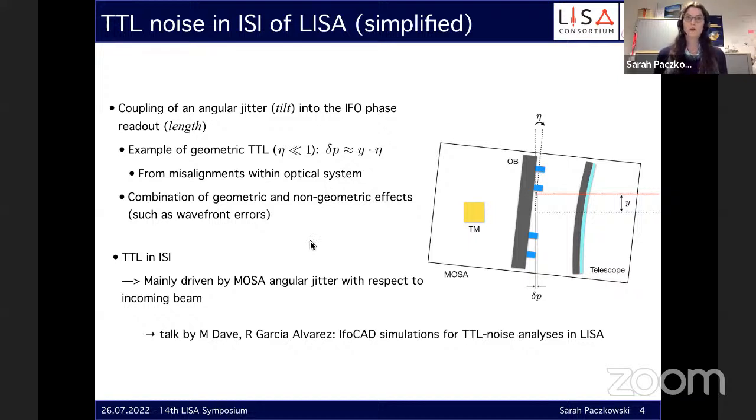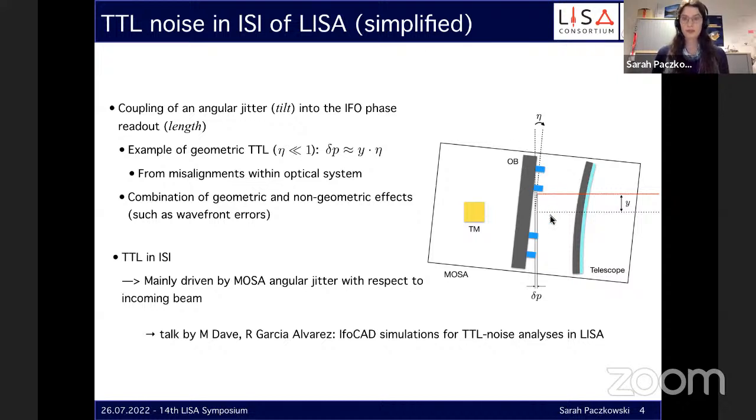And on the right here, you find an example for this geometric tilt-to-length coupling of a single MOSA. So in this case, and for small angles, the tilt-to-length noise, delta P, is proportional to the misalignment between the beam and the center of the rotation. This is denoted as Y here, and the jitter, eta.